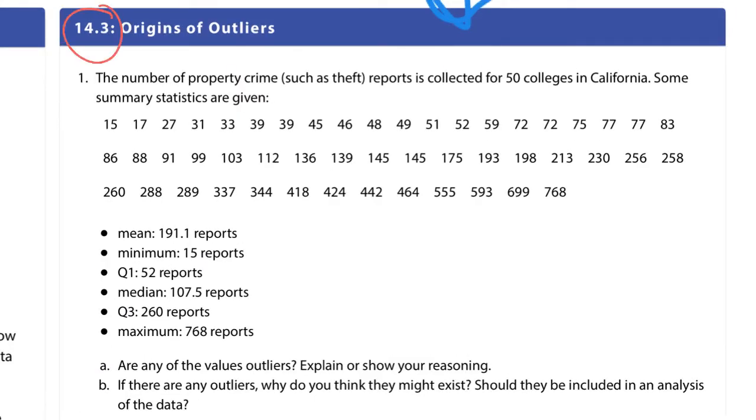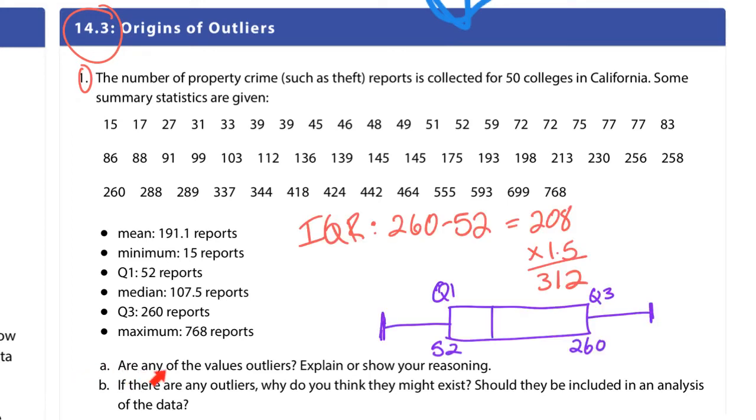Okay, on to 14.3. Answer number 1 first on your own and start again when you're ready. Okay, starting with A, are any of the values outliers? So to do that, I found my interquartile range, which would be quartile 3 minus quartile 1. So I get 208. Take that times 1.5, so I get 312. I sketched a box plot here just to kind of visualize what's going on. And I see that my quartile 3 is 260, and so I need to see if there's any values that are plus 312 larger. So 260 plus 312, that's going to be 572.